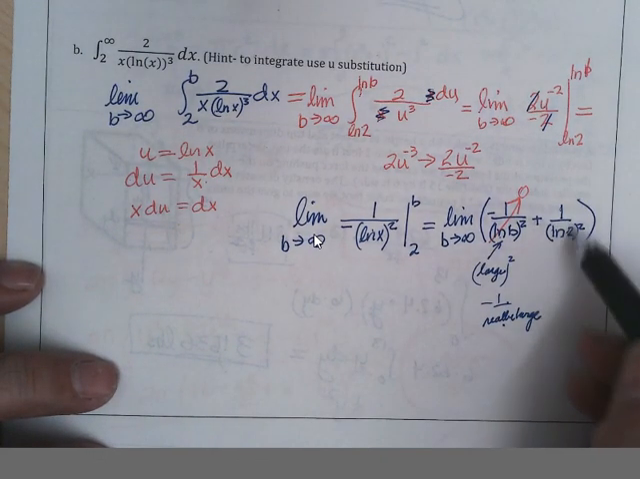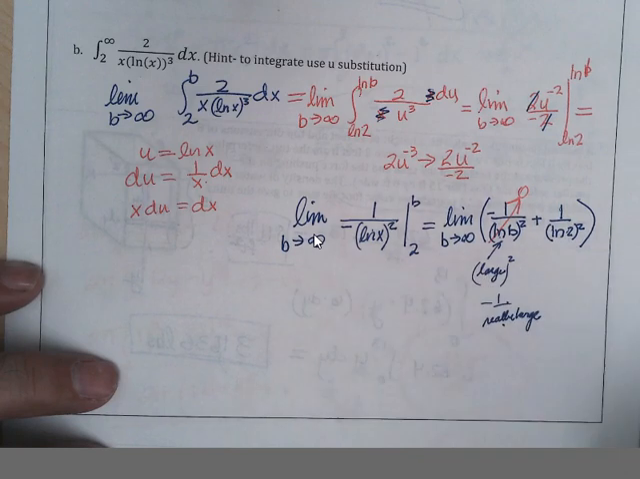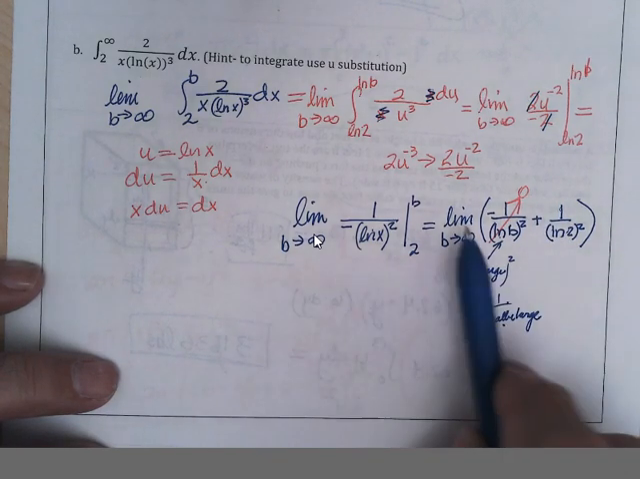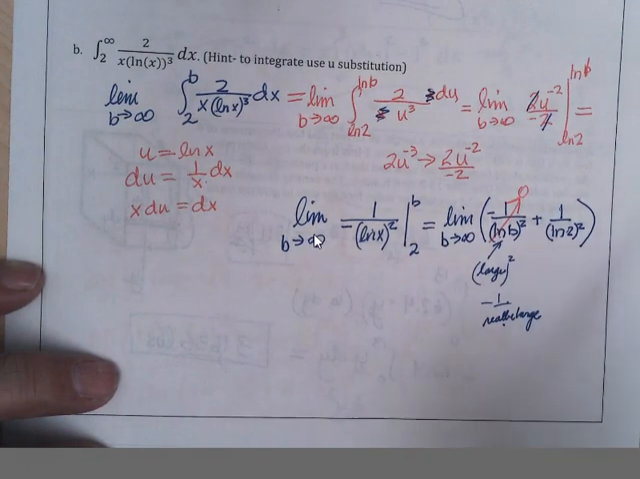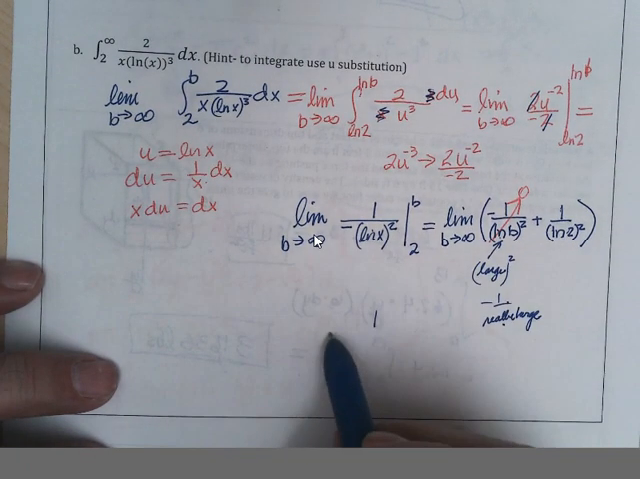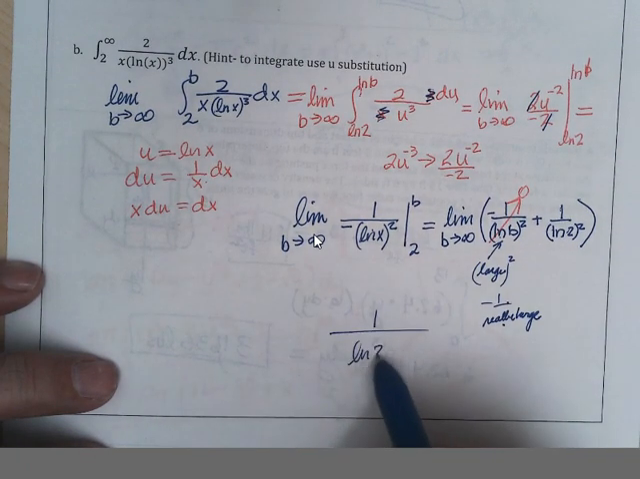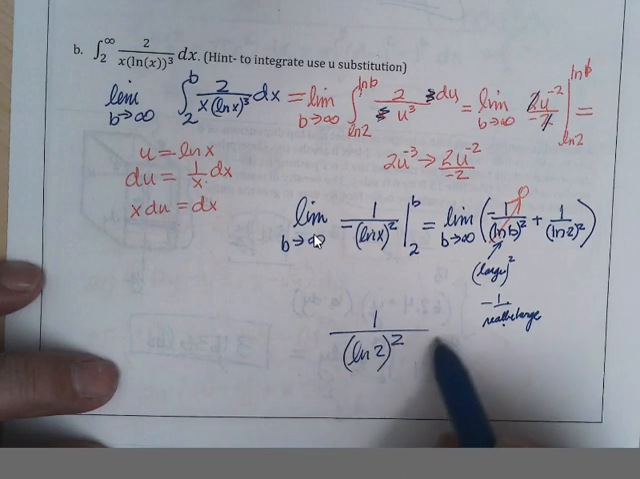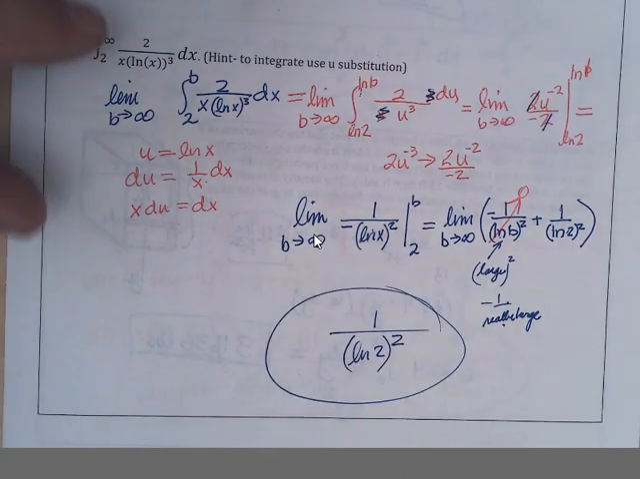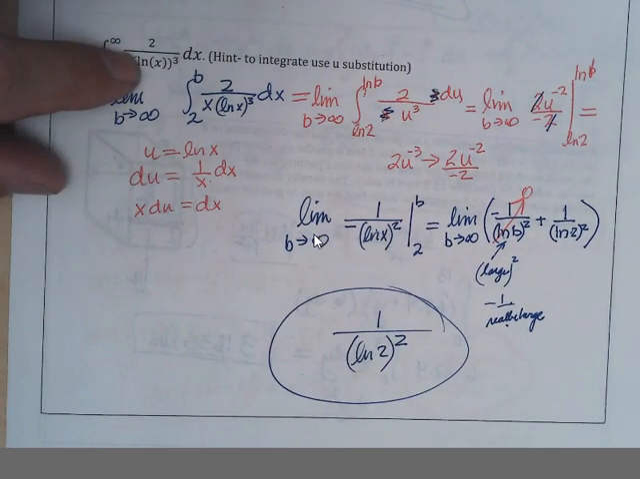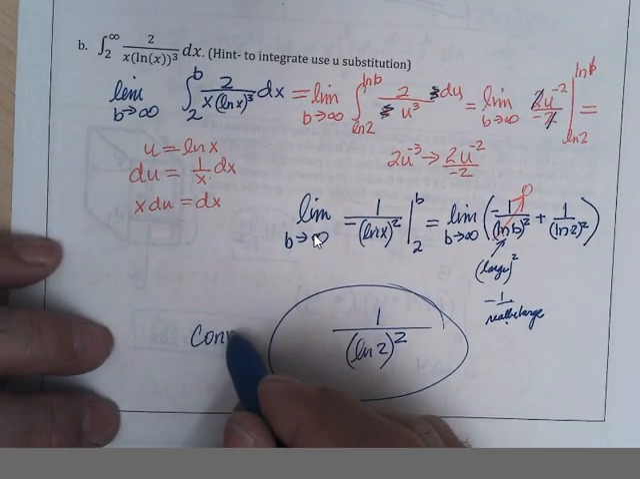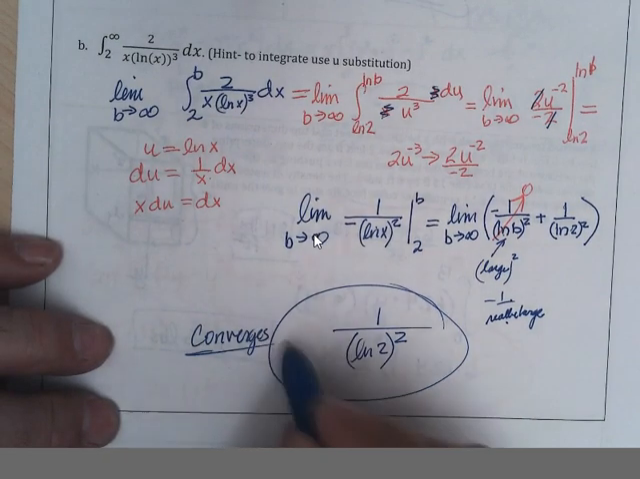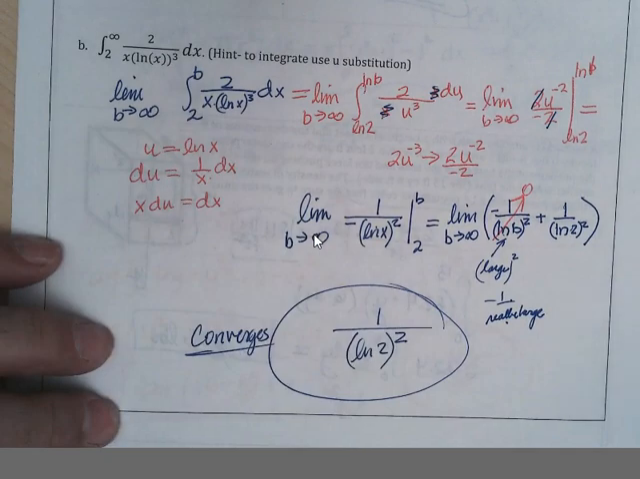This has no variable in it. b is not dependent on this, so this whole thing turns out to be, since that's 0, 0 plus this is simply 1 over ln of 2 squared. And that's what this converges on. So this one converges. It has a limited area under this curve.